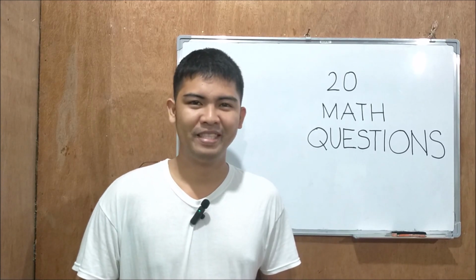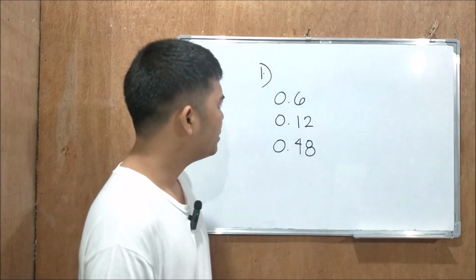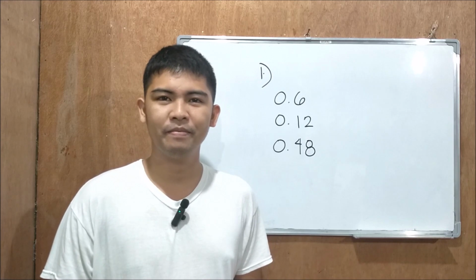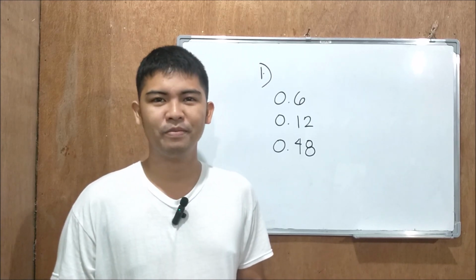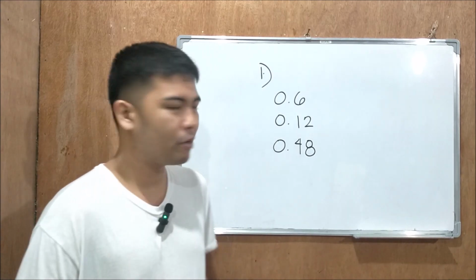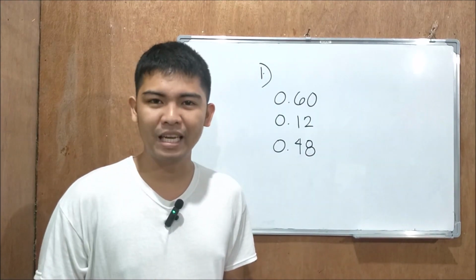Let's go! Question number 1. Asay mas dako? 0.6, 0.12, or 0.48? Now, kung need pa mo more time, pwede niyo i-pause ang video. The answer is 0.6. Kaya ang 0.6, parehas naman siya sa 0.60. So, C ang pinakadako nilang tulo.